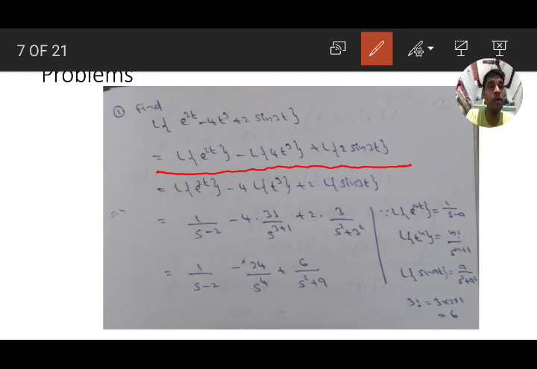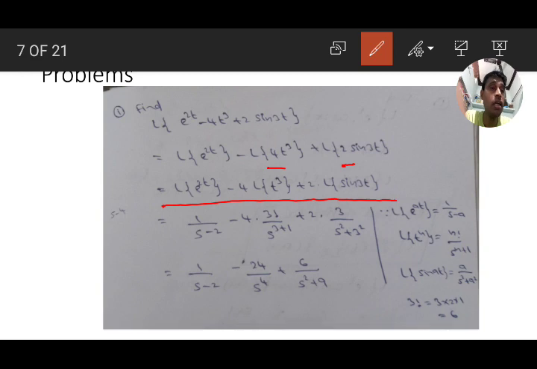Laplace transform of e to the power of 2t minus Laplace transform of 4t cube plus Laplace transform of 2 into sine 3t. Next, the coefficient is a constant, so the coefficient goes outside. First, L of e to the power of 2t, no coefficient, and 4 is the coefficient outside, 4 into L of t cube, plus 2 is the coefficient, 2 into L of sine 3t.